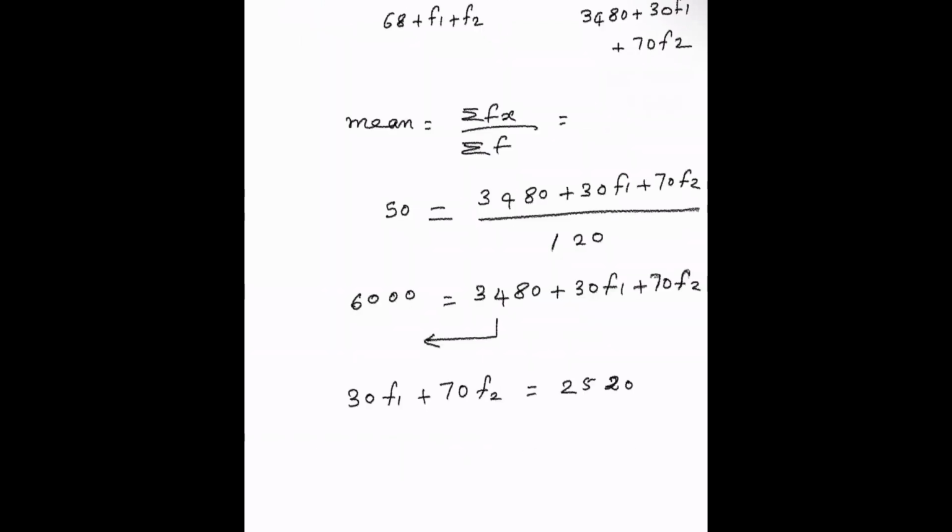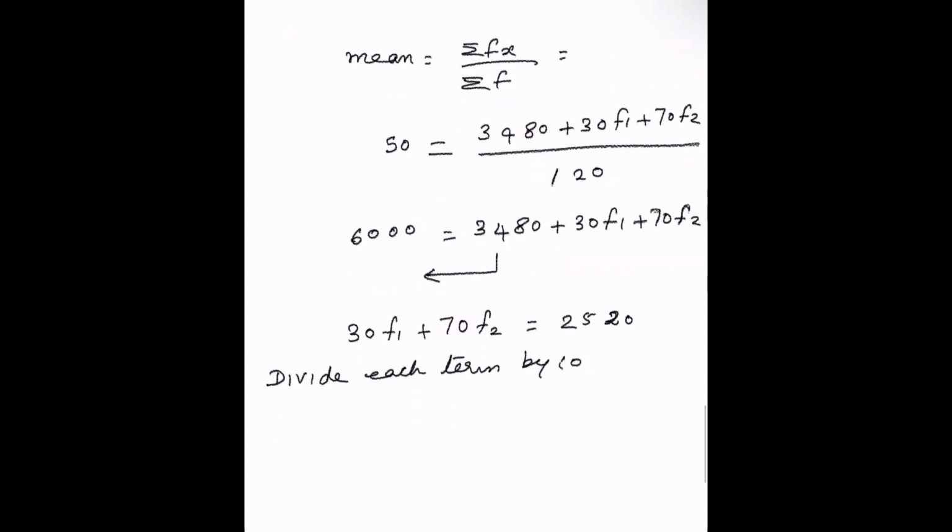30, 70 and 2520. 10 is a common multiple. So divide each term by 10. So you get 3f1 plus 7f2 equal to 252. This is our equation 1.